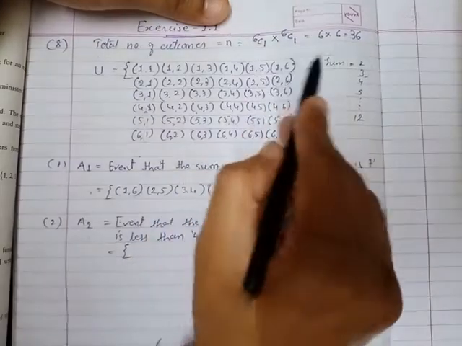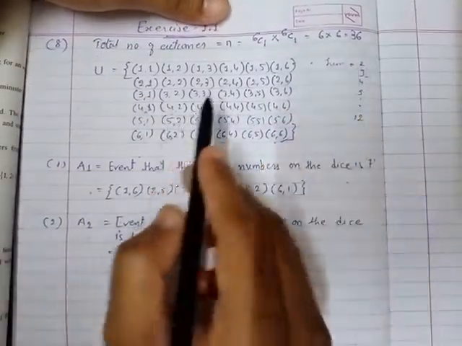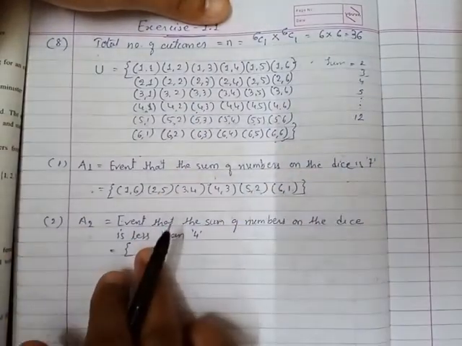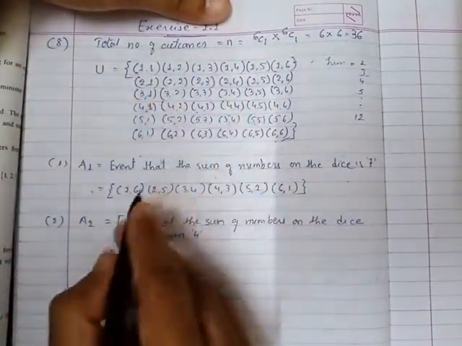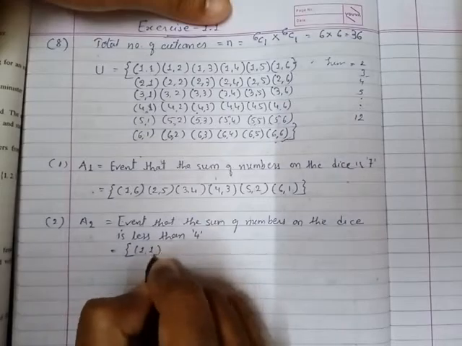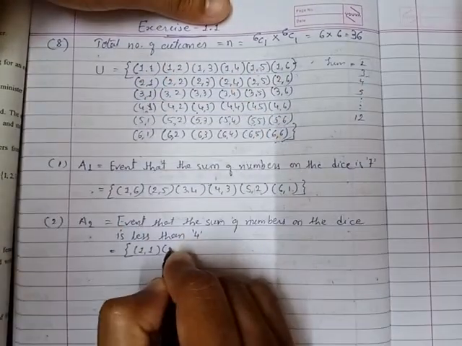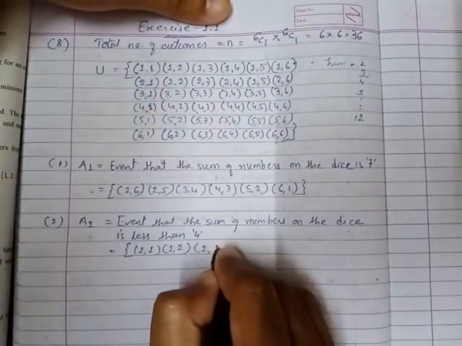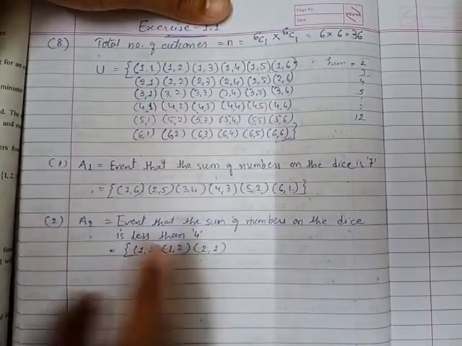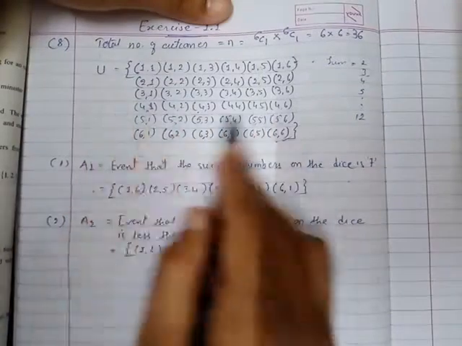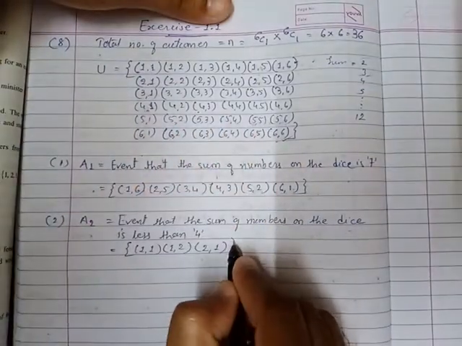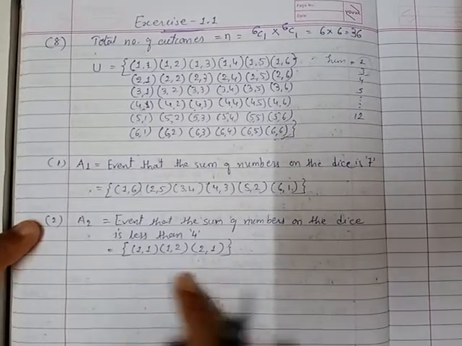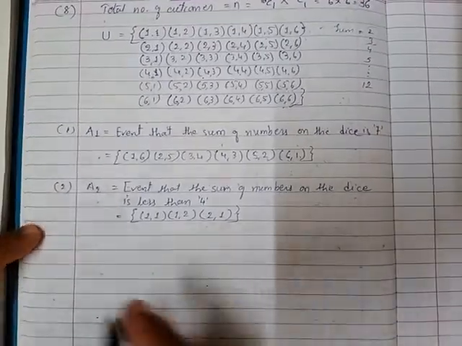3 or less than 3 means 2 or 3 total we want. Total 2 we can write, and total 3 we can write in the sample space. So total 2, it is 1 1 available. Total 3 in the first row, 1 2 available. Then in the second row 2 1, total 3 is available. Total 2 is not available in the other rows. So that is the sample space of event A2.